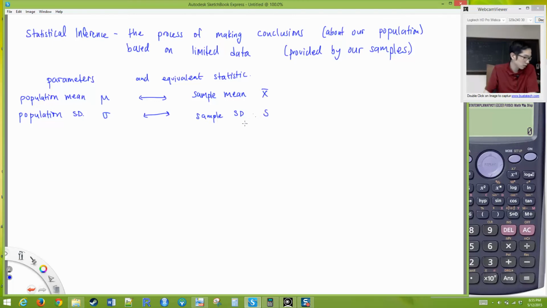And we have the population proportion, what symbol do we use there? P. And that corresponds to our sample proportion, p hat.